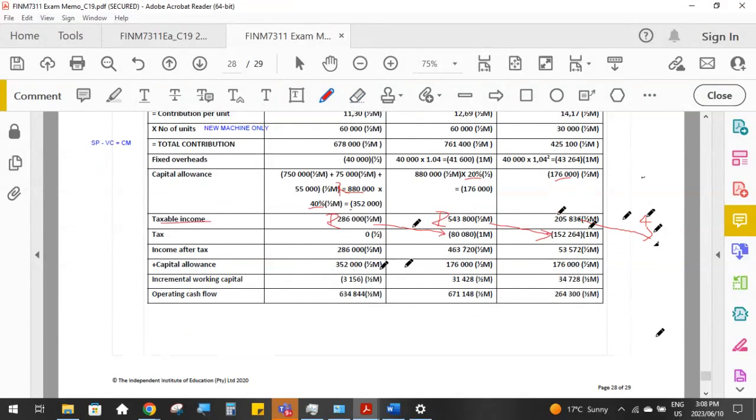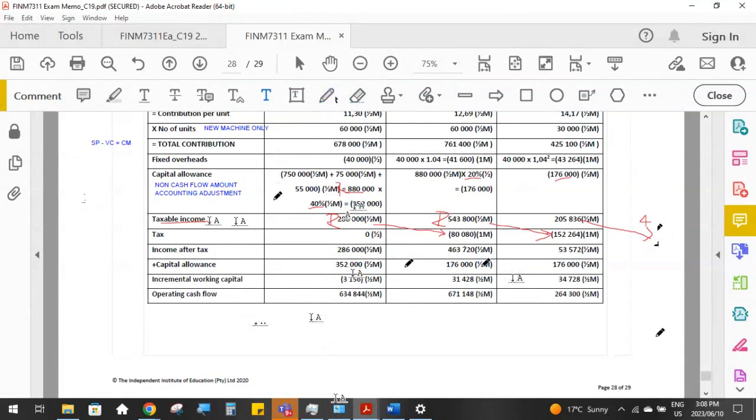Then we add back the capital allowance, because remember, capital allowance is a non-cash flow amount. It's an accounting adjustment. It's not actual cash that went out of our bank account. So we're going to add that back again, the exact same amount that we deducted there, to get the actual cash flow after tax.